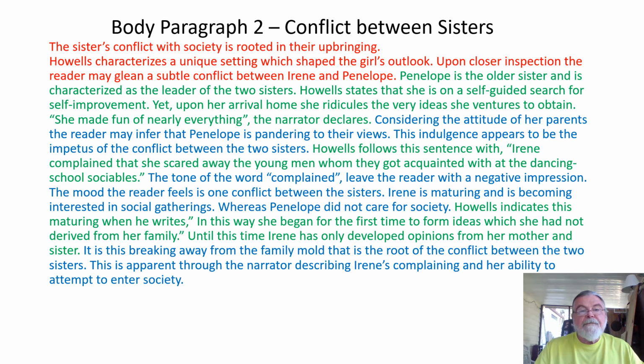Hal indicates this maturing when he writes, in this way, she began the first time to form ideas which she had not derived from a family. Until this time, Irene had only developed opinions from her mother and her sister. Well, what does that mean? My comment: it is this breaking away from the family mold that is the root of the conflict between the two sisters. This is apparent through the narrator describing Irene's complaining and her ability to attempt to enter society.